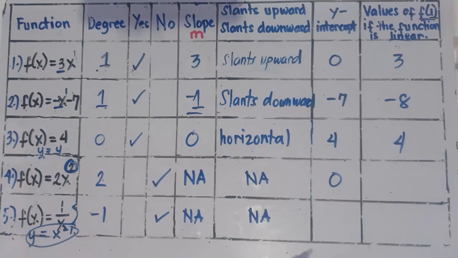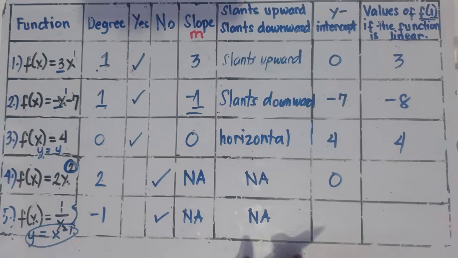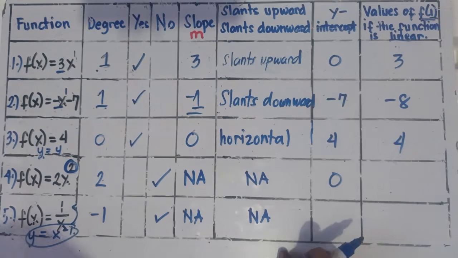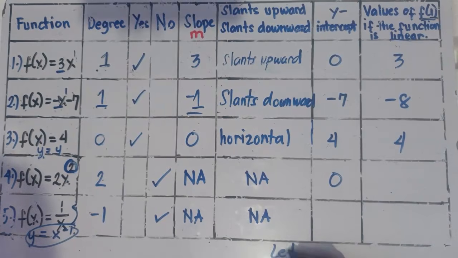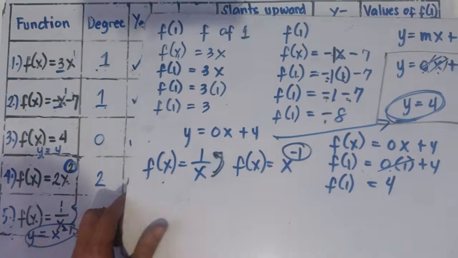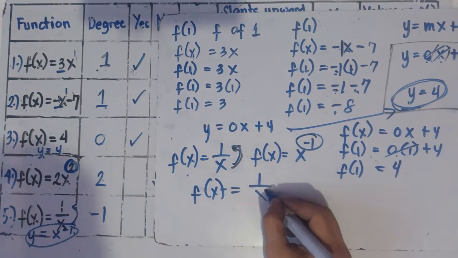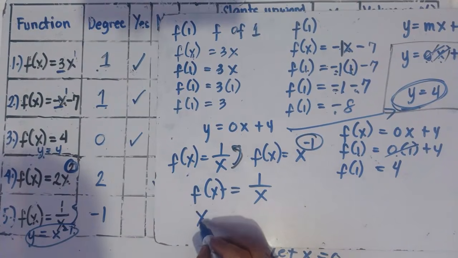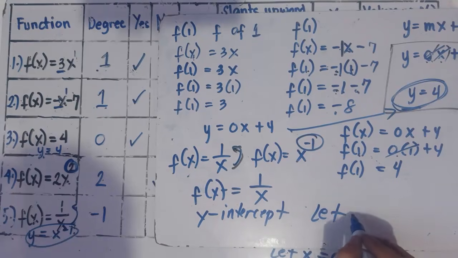And then for the y-intercept, of course, class, this will be undefined. Once again, for the y-intercept, let x equal to 0. Now, if x is equal to 0, let me just draw this one, class. f of x equals 1 over x. Now, for the y-intercept, automatic, let x equal to 0.